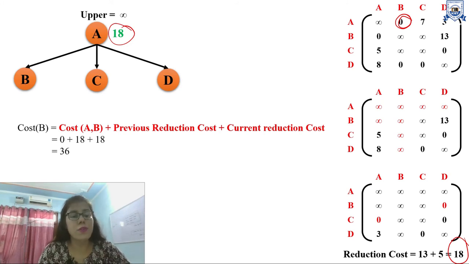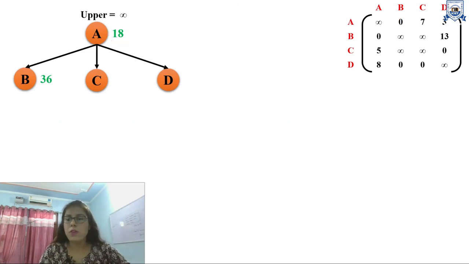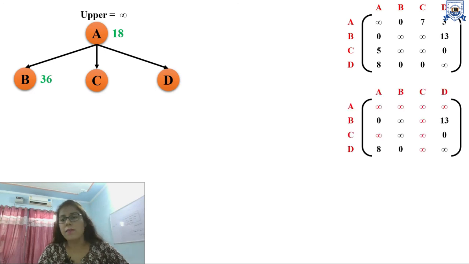So the cost to reach B from A is 36. Now we'll apply the same procedure to C and D as well. So let's have a look. To have a path from A to C and to calculate the cost, we have to reduce this matrix again and make the entries infinity as defined.